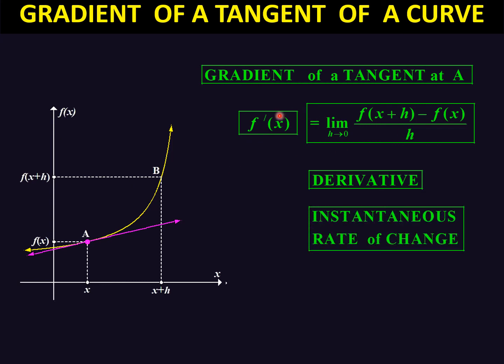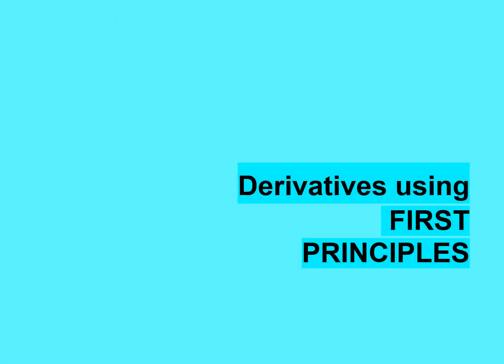We also refer to f prime x, apart from the derivative, as the instantaneous rate of change. Now we're going to show you how we can determine derivatives using first principles.